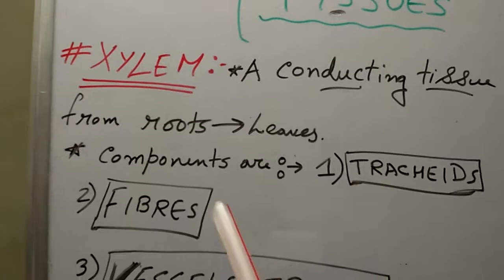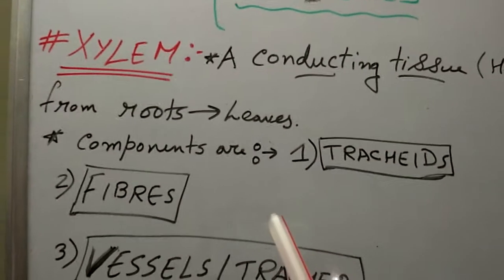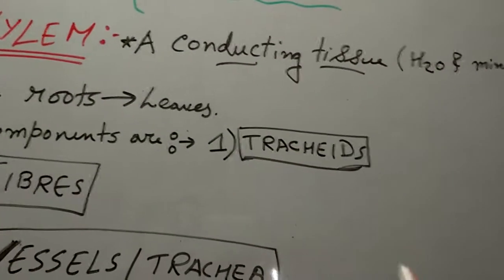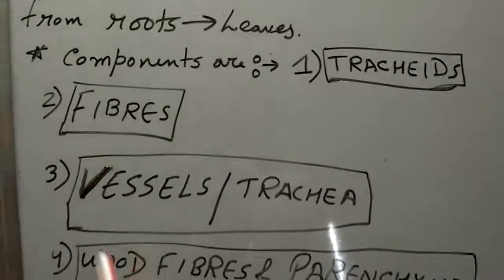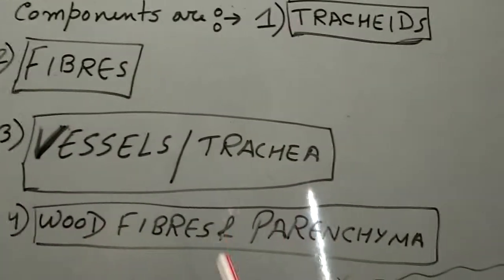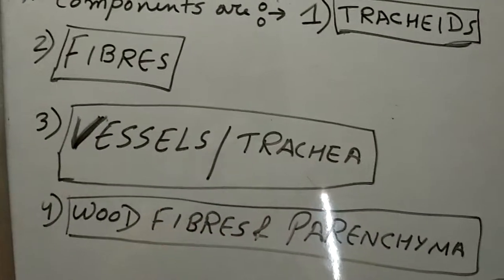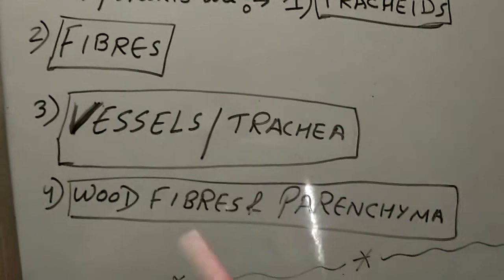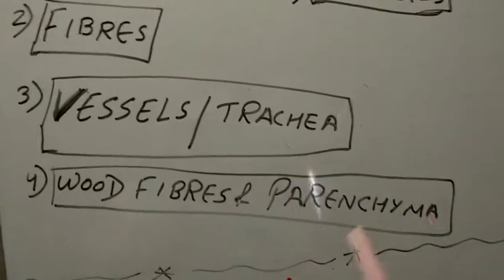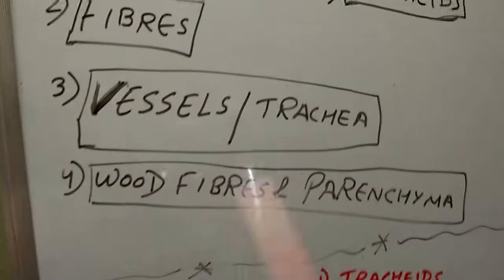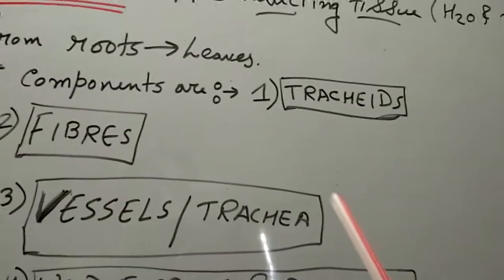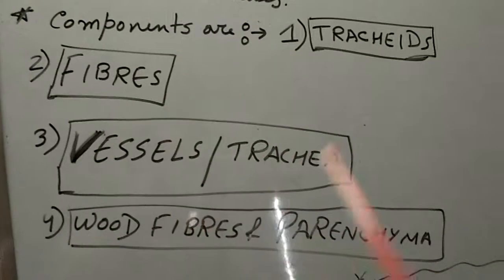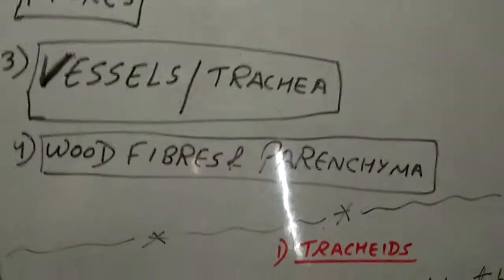Now what are the components forming xylem? There are basically four main components, which are tracheids, fibres, vessels or trachea, wood fibers and wood parenchyma. You can also separate this fourth component into two parts, first wood fiber and second wood parenchyma, but I have mentioned these two in a single heading. So according to me, there are four components: tracheids, vessels or trachea, wood fibers and wood parenchyma.